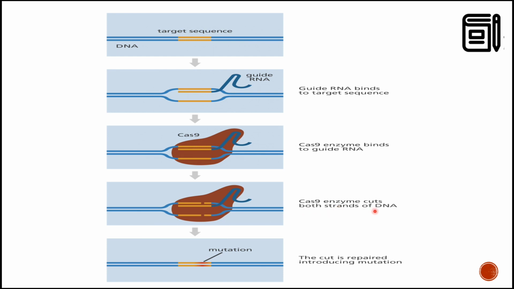The Cas9 enzyme cuts both strands of the DNA, and this cut is repaired by introducing a mutation. When the cell undergoes the repair mechanism, it will eventually repair this cut, leading to a mutation. So these are the basics of CRISPR-Cas9 in gene editing.